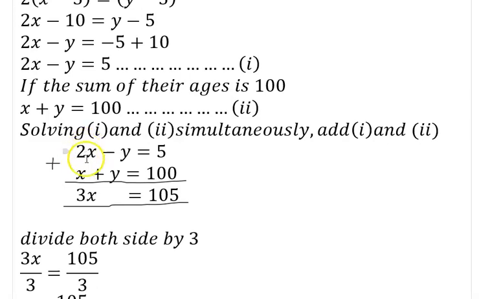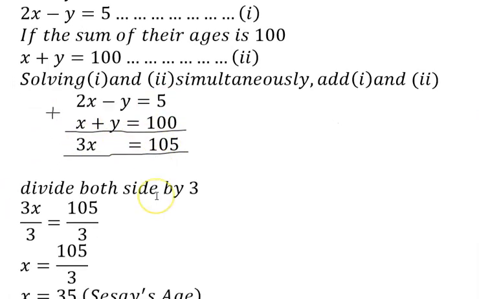So if we take equations 1 and 2, let's add them, let's solve them together. You can subtract, you will still get the same answer. So if you say 2x plus x, it will give you what? 3x. Minus y plus y will give you 0. If you say 5 plus 100, it will give you what? 105. So you just bring out your 3x equals 105.